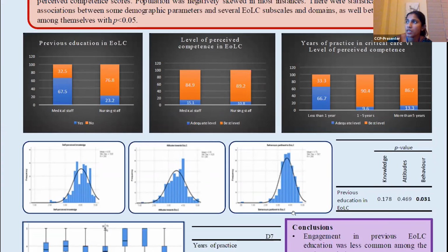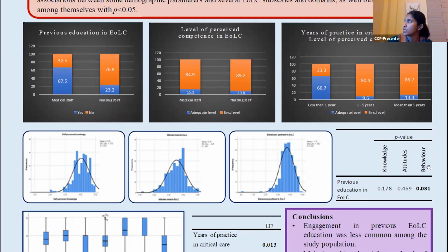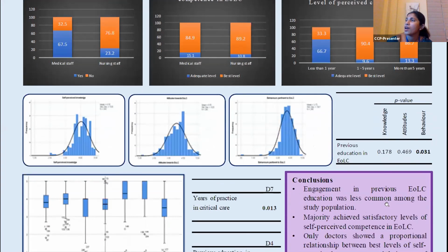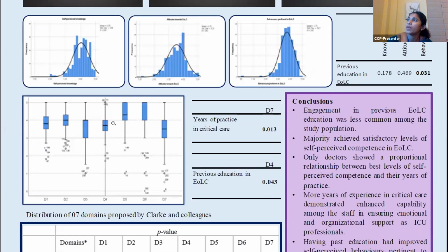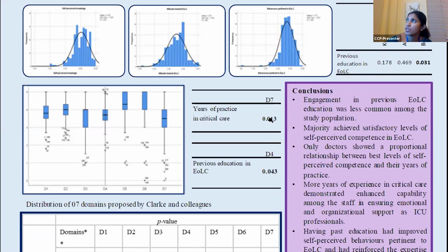Moving on to the, sorry about the clarity, these 3 graphs show respectively the knowledge, attitudes, and perceived behaviors, the scores they achieved in these 3 domains. All of them were negatively skewed, and all of them showed scores above 4. When we correlated the previous education they had with these 3 domains, only the behavior domain showed a significant p-value less than 0.05. When we considered the 7 domains described by Clark and colleagues, they were also negatively skewed, and 2 of the domains showed significant association with practice and previous education.